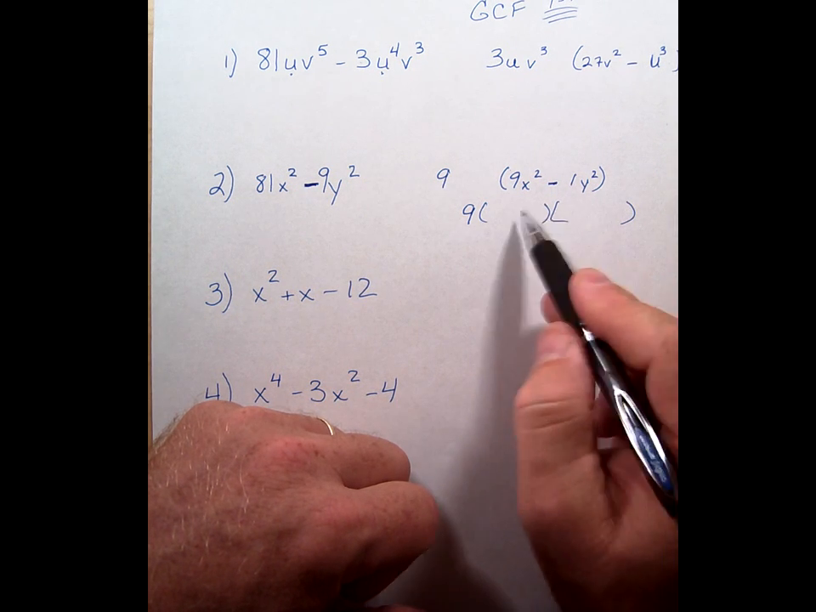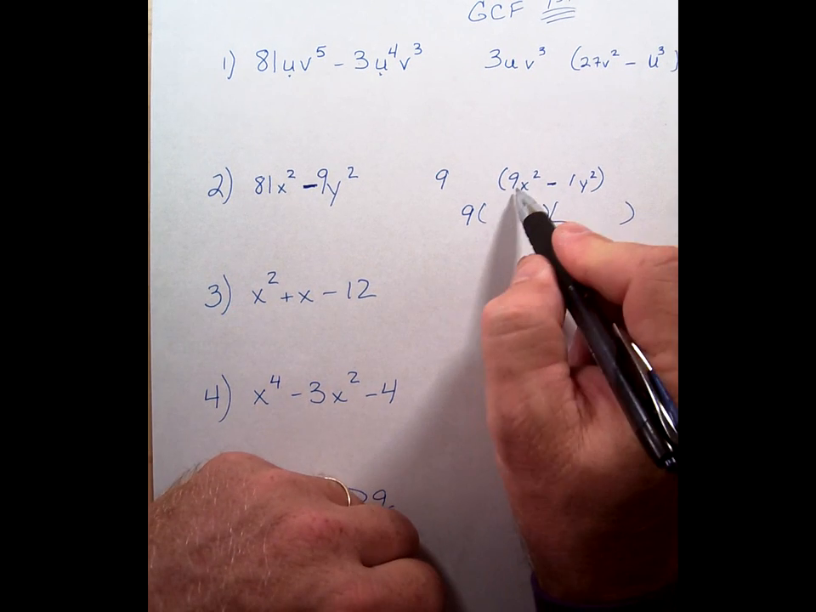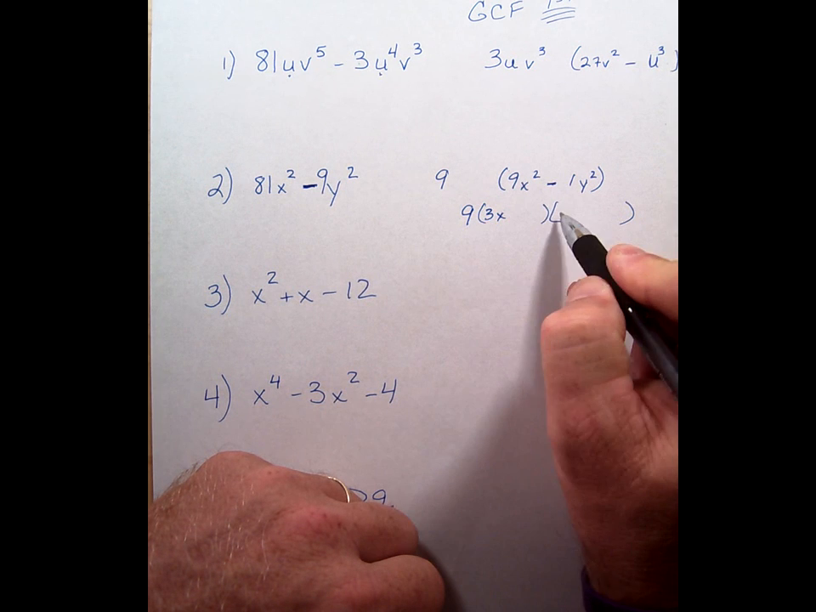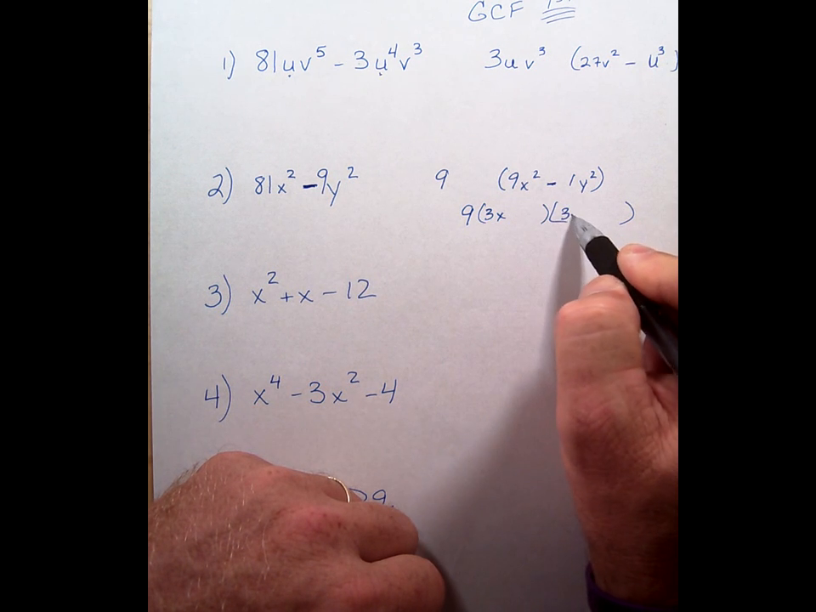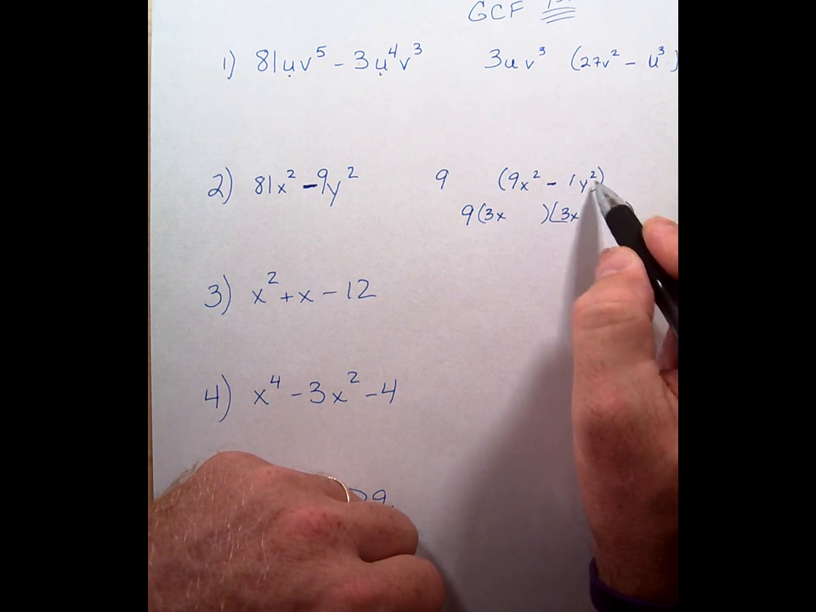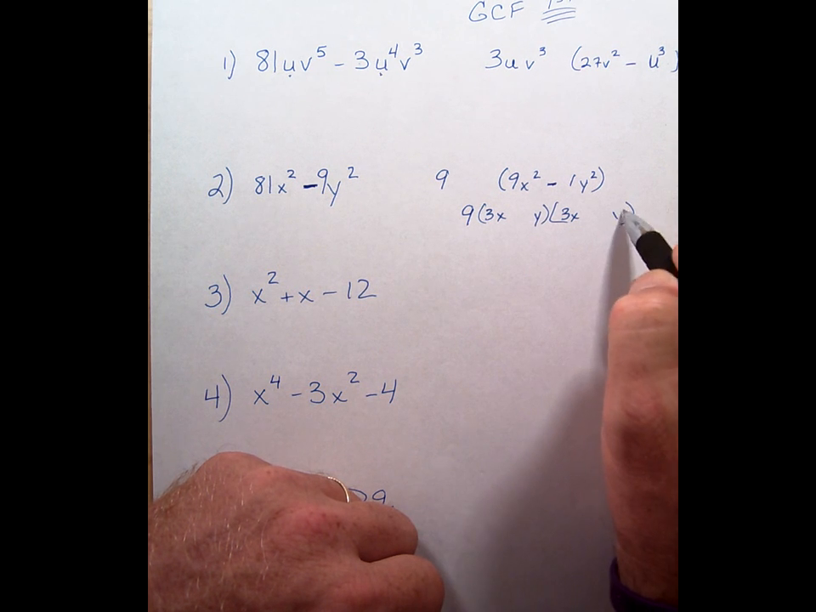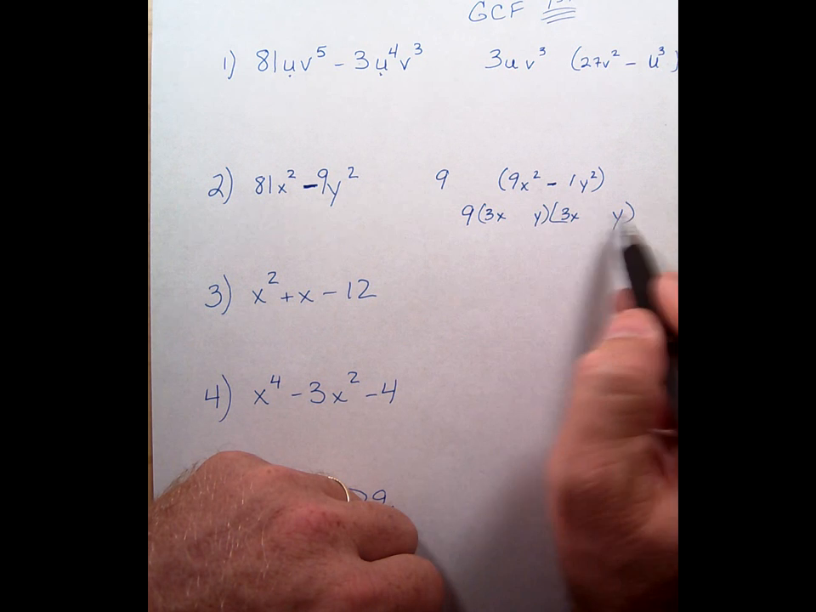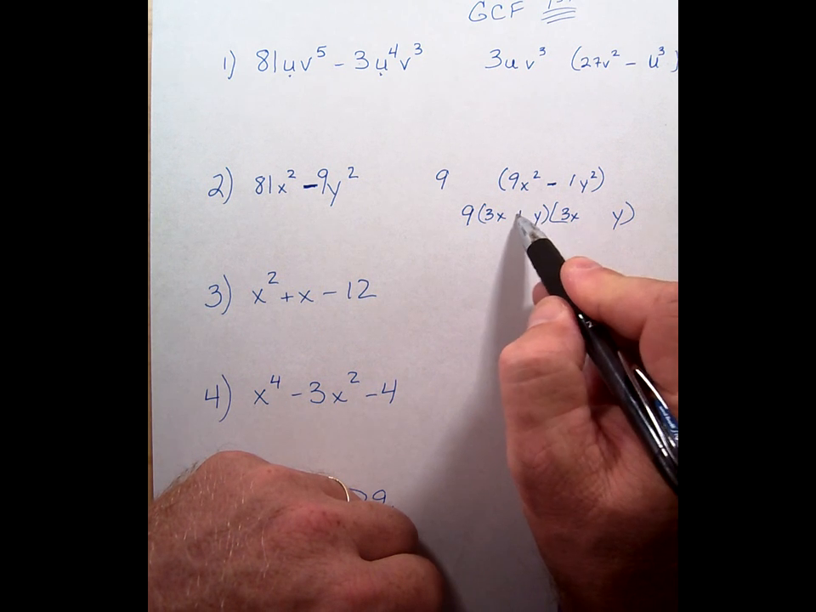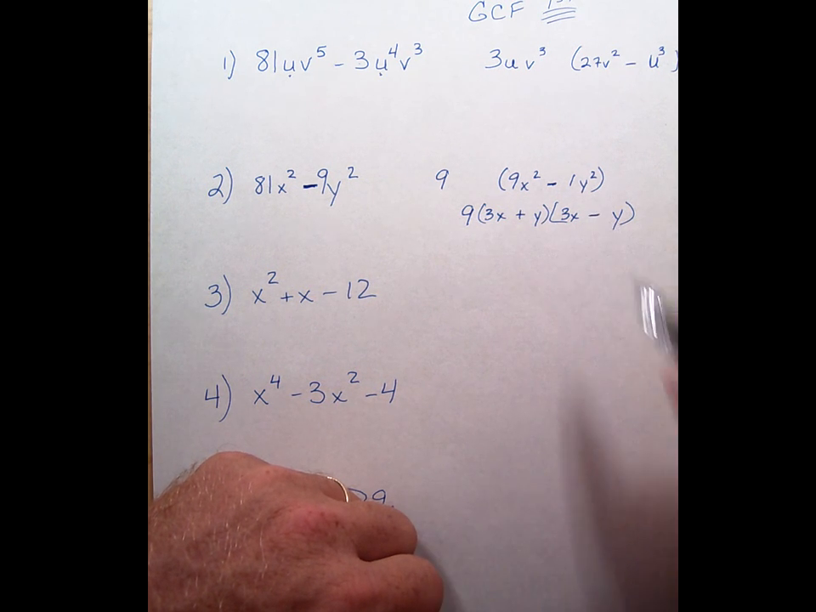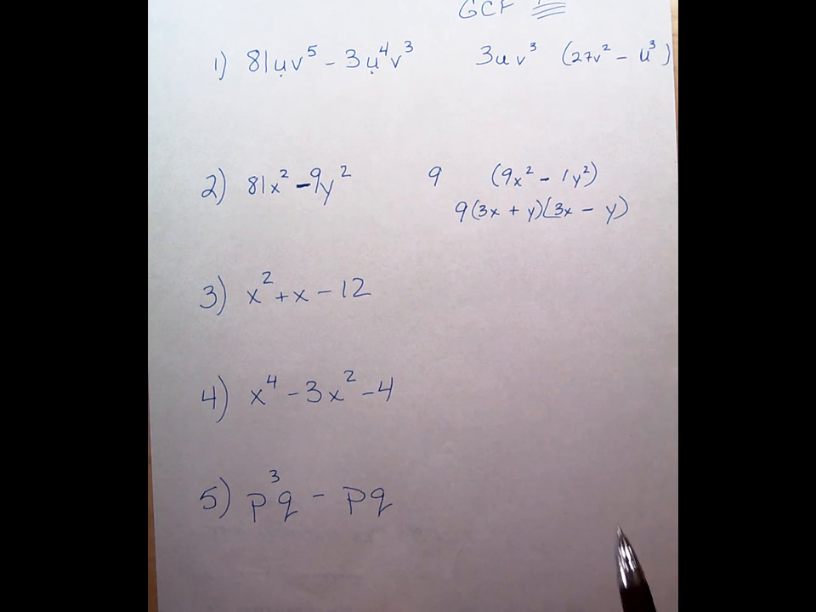And this breaks up into 2 binomials. Square root of the first is 3x. That will be the first term of both. Square root of the second, y. And then I call them almost twins. They look exactly the same here, except one is a plus and one is a minus. That is considered factored completely.